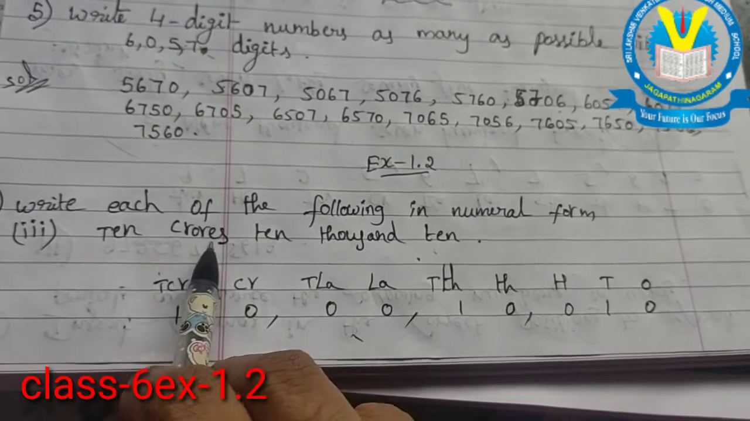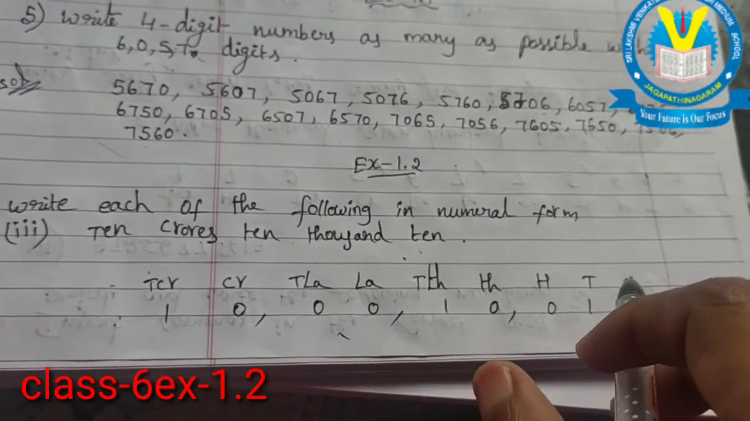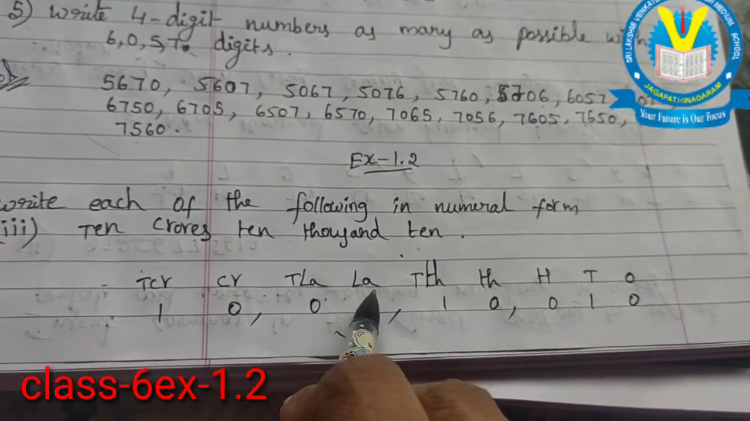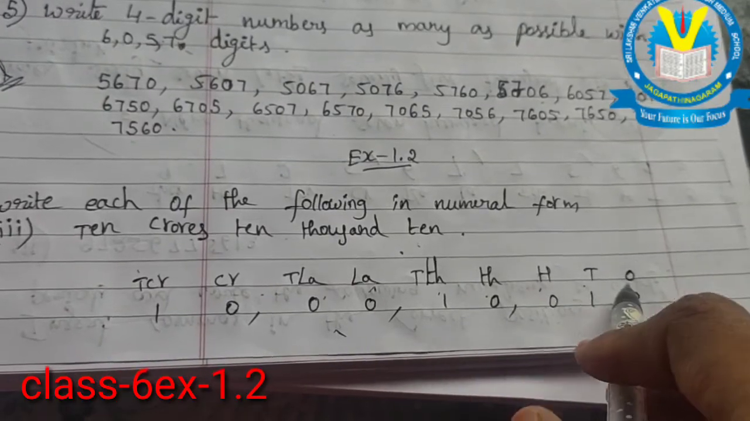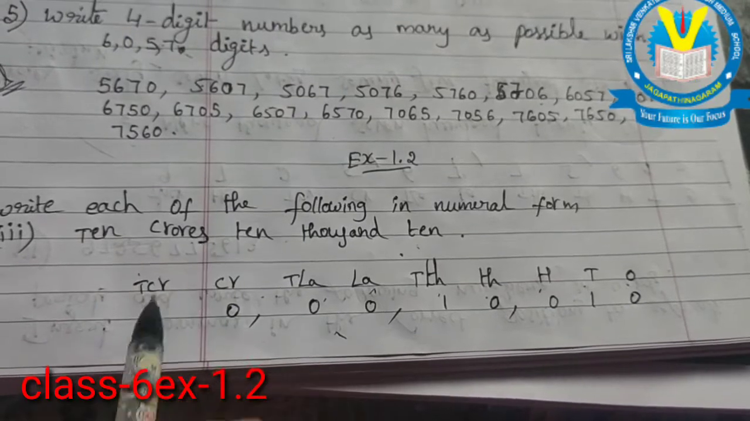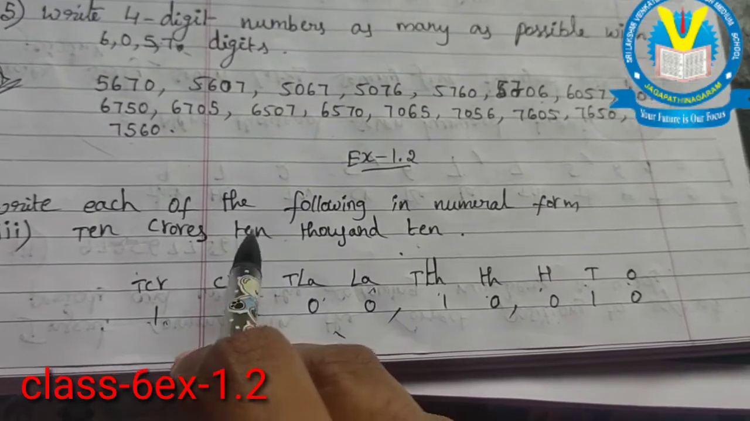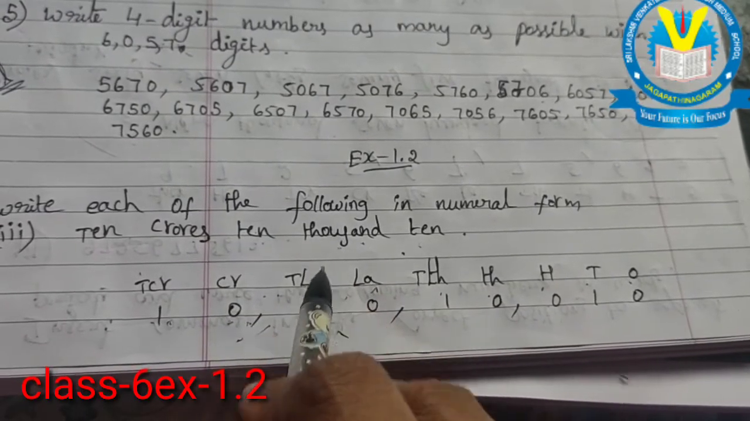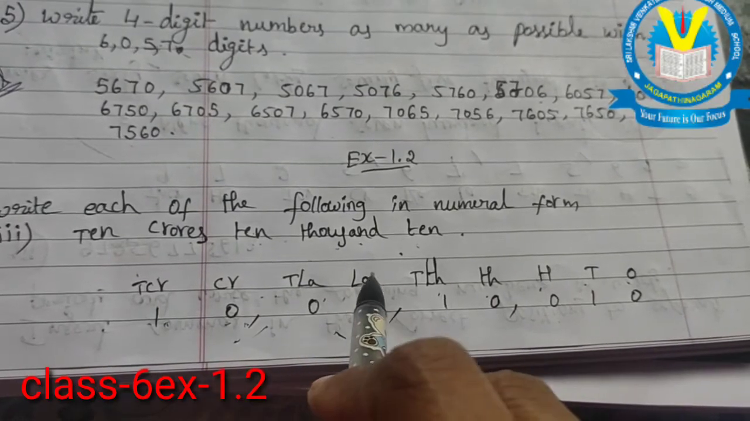Starting with 10 crores. Okay. From 10 crores onwards you have to start and write the places: 10 crores, crores, 10 lakhs, lakhs, 10,000, 1,000, 100s, 10s, 1s. Now you have to write the number. 10 crores means 10, write it in the crores period. 10,000, you have to write 10 in the 1000 period. But here the lakhs period is not mentioned, so you have to write zeros in that place.